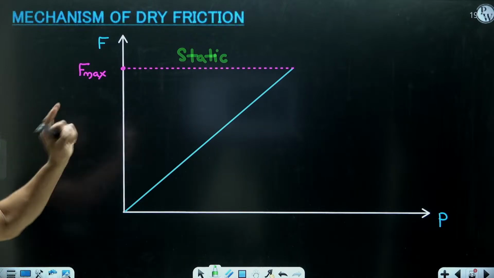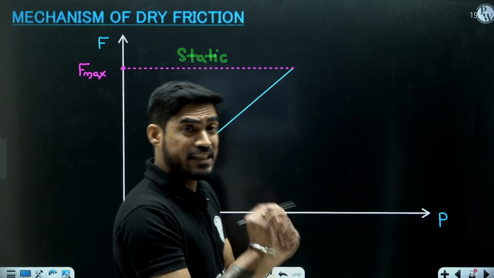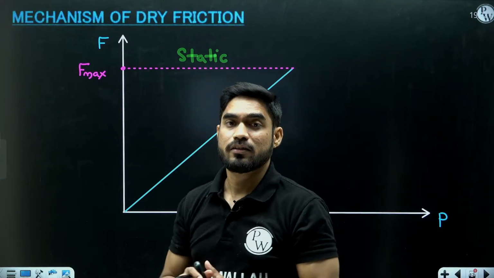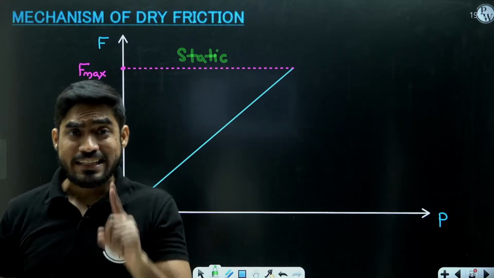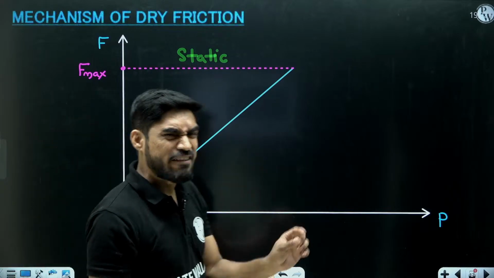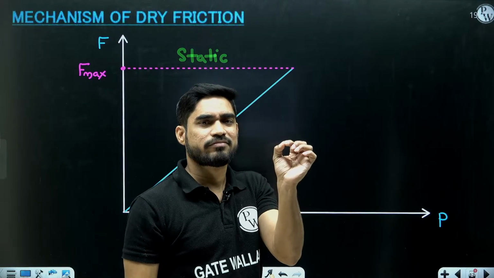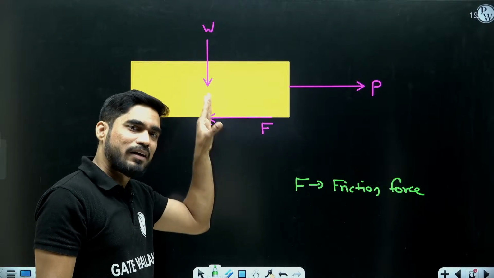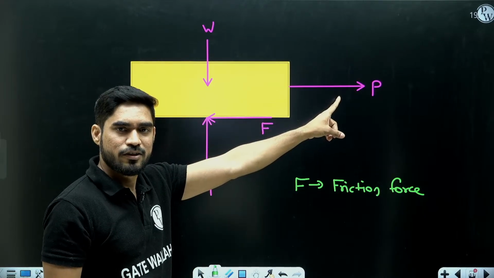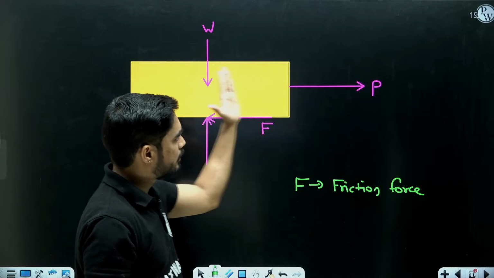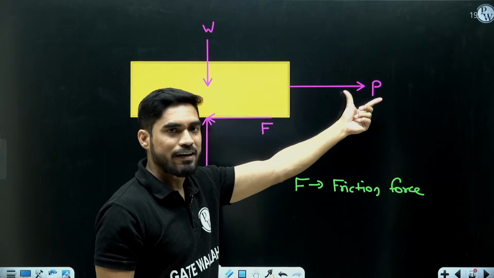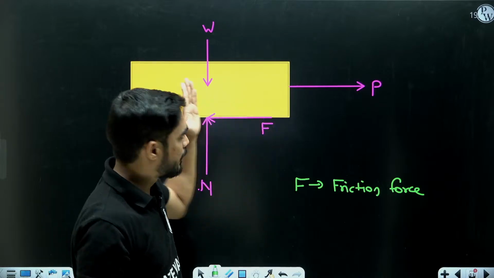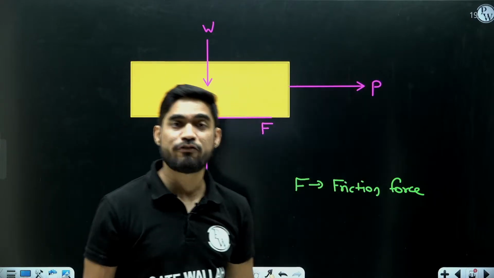But at this point, my friction force is maximum. It has reached its limit. So if I increase my value of P even slightly, my F will become less than P. So there will be a net force, right? Let's say P is 1100 Newton, F is 1000 Newton. So there is a net force of 100 Newton and that is going to move the body.